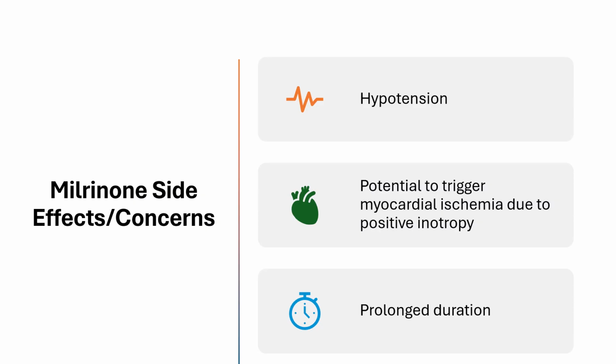Some of the side effects of milrinone include systemic hypotension. It has a potential to trigger myocardial ischemia due to increased demand from positive inotropic effects, and sometimes can have prolonged duration, which may be a problem, especially in patients who have kidney dysfunction.